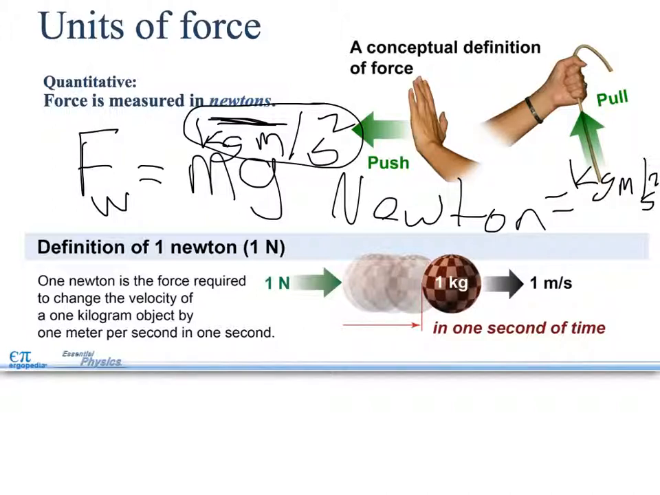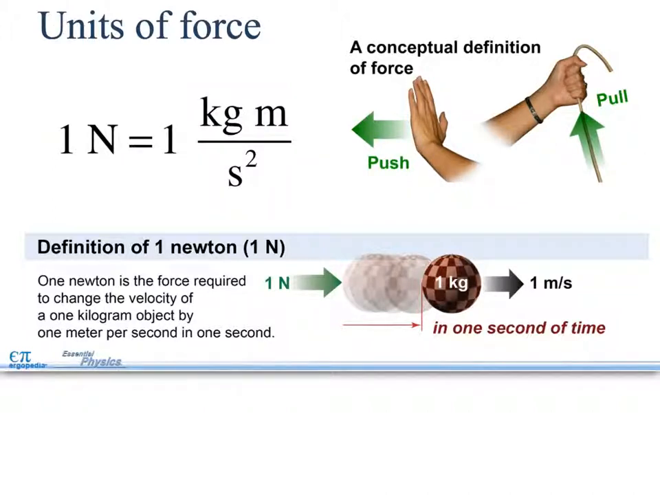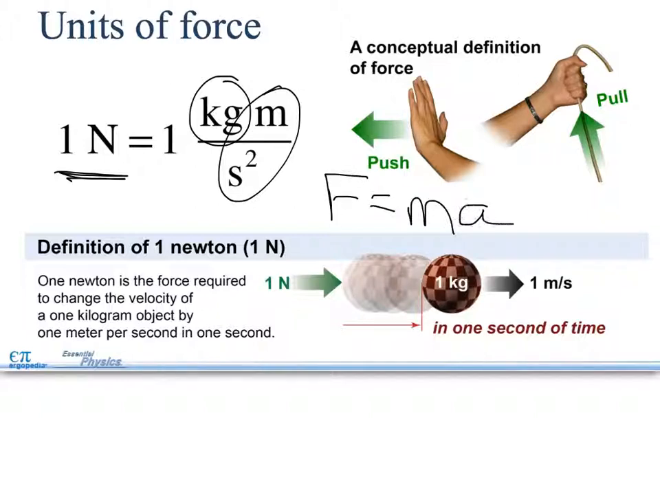So 1 newton is the force required to change the velocity of a 1 kilogram object by 1 meter per second in 1 second. And here is the breakdown again. 1 newton is a kilogram, that's the mass, times meters per second squared, that's the acceleration from gravity. You're also going to see in a little bit, force is also mass times acceleration. This is Newton's second law in the next chapter.